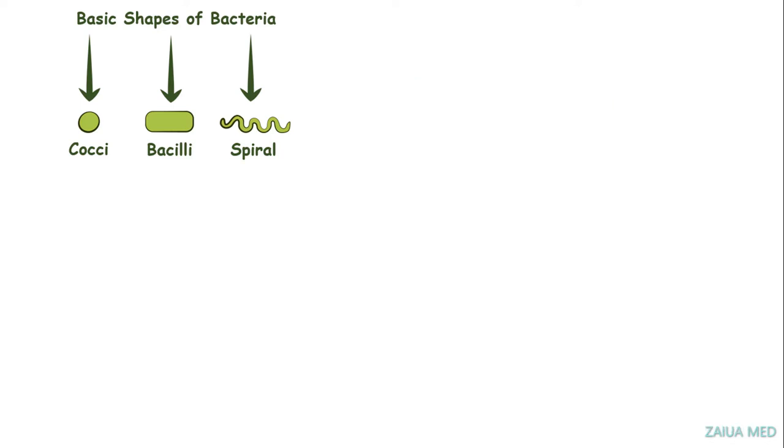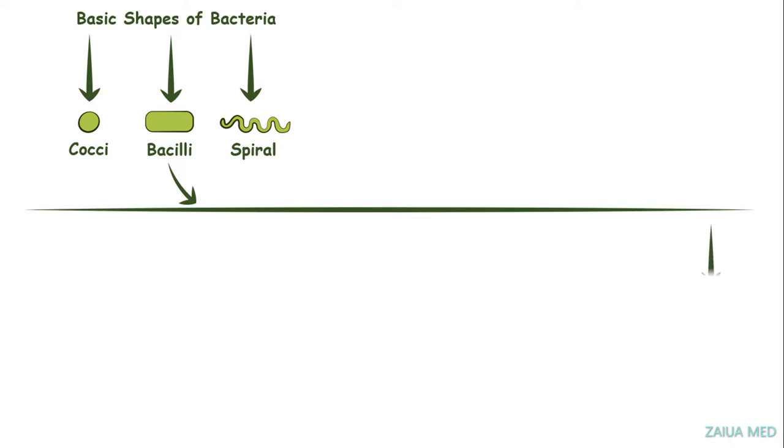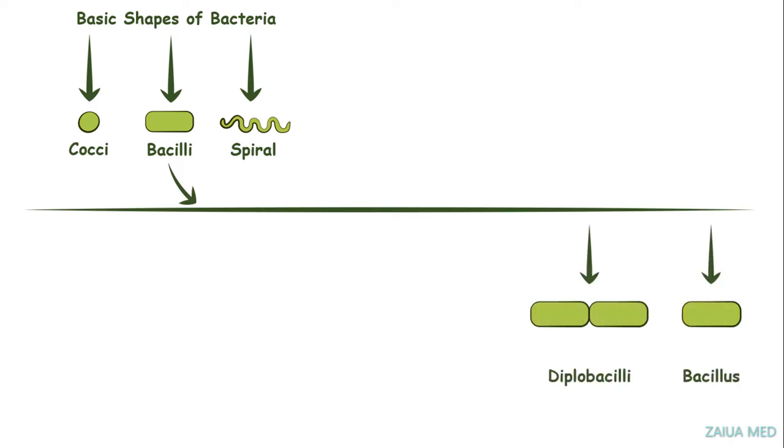Now we move toward bacilli. Bacilli also have a specific arrangement. When a rod-shaped bacterium is alone, it is called Bacillus. A pair of rod-shaped bacteria is called diplobacilli. The chain of rods is called streptobacilli.